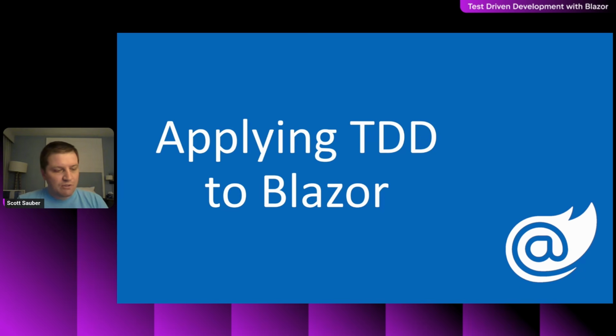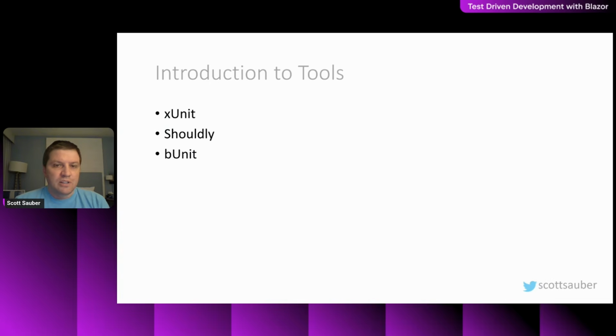Okay, so that first 15 or 18 minutes or so was about TDD in general. So now let's apply TDD to Blazor, because that's why we're here, right? I'm going to introduce a few different tools that you'll need in your tool belt, and you can swap these out, specifically the first two, with other tools, but these are the ones I'm going to show.